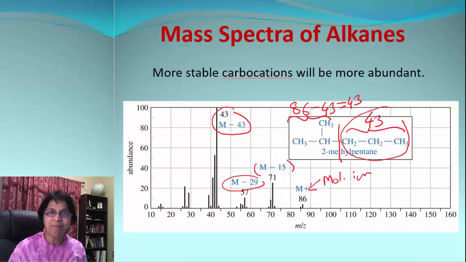So do you think the mass peak data is conclusive enough to say we got the right compound, 2-methylpentane? Of course, it looks like we have the right compound.